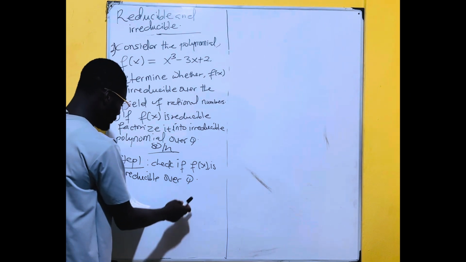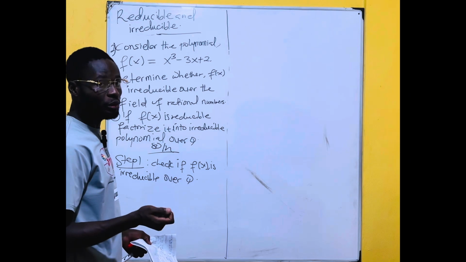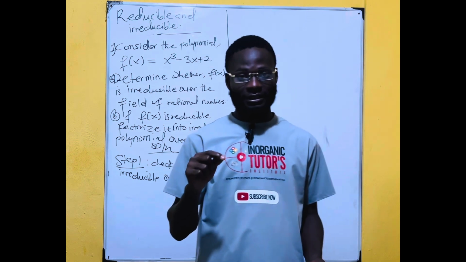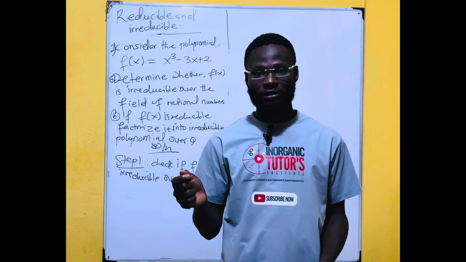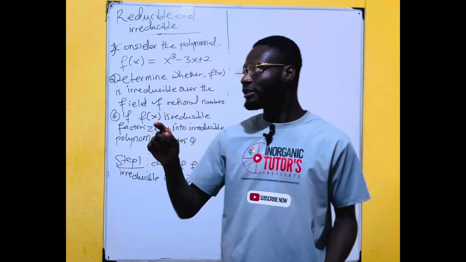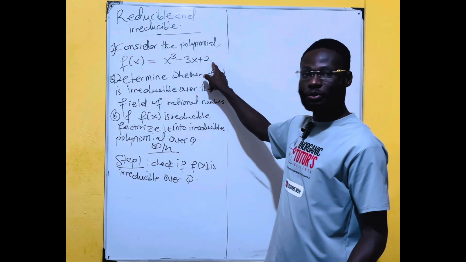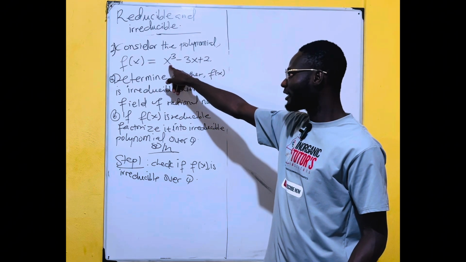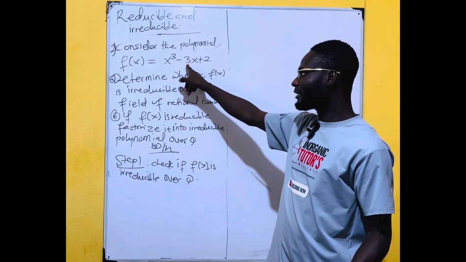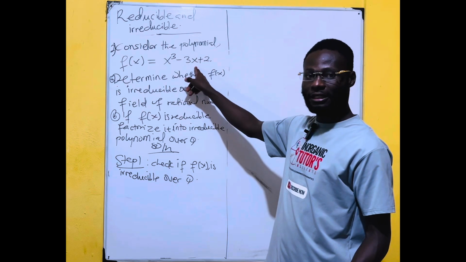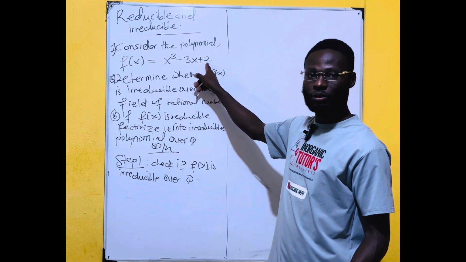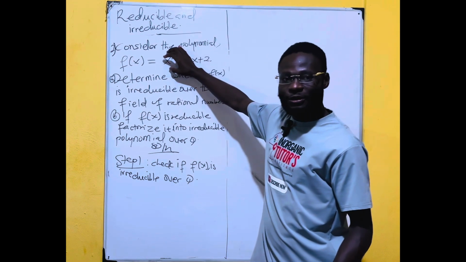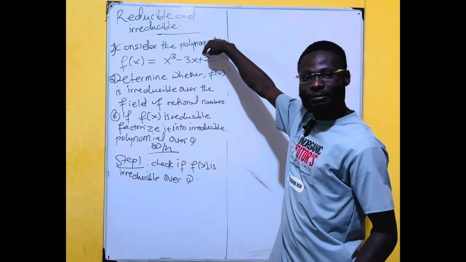Now, what we are going to do in there is use trials. Before you can determine one factor, you have to do trials. So you put in, let's say, 1 here and see if the result will give you 0. Are we good with that? So let's say that you put 1 here, you have 1 minus 3 times 1, which is 1 minus 3, negative 2. Negative 2 plus 2 is 0. Interesting. So that means x minus 1 is a factor of this particular expression.